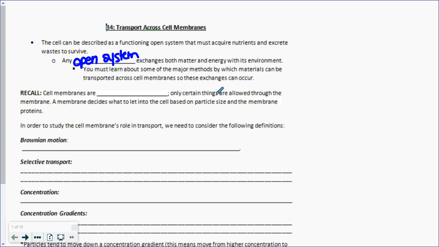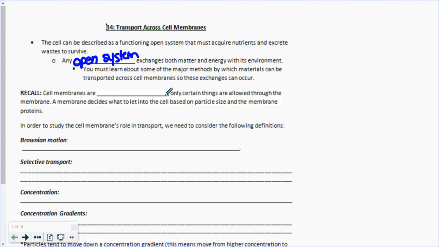They need to communicate with others. They need to move things in and move things out. So it needs to be an open system with respect to both matter and energy. So you must learn about some of the major methods in which materials can be transported across cell membranes. So we've seen before in the last lesson, we talked about how something like sugar just can't find its way through the membrane. It's too big, so it needs to have another mechanism to get into the cell.